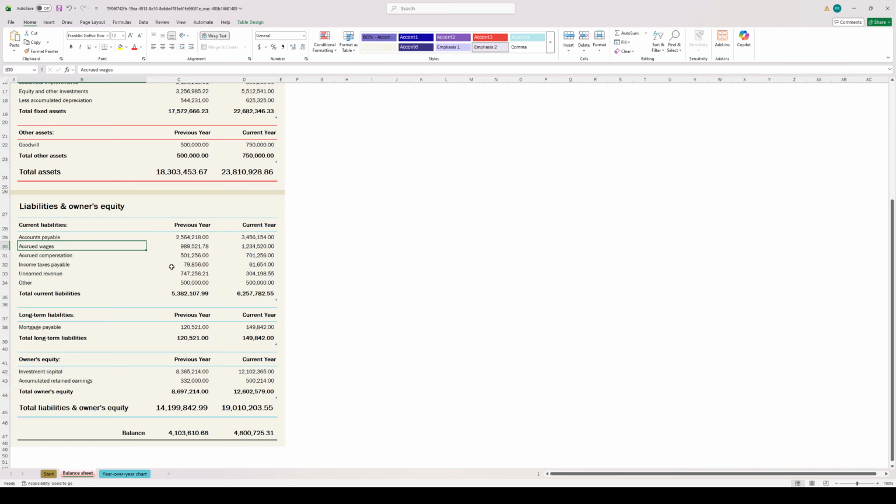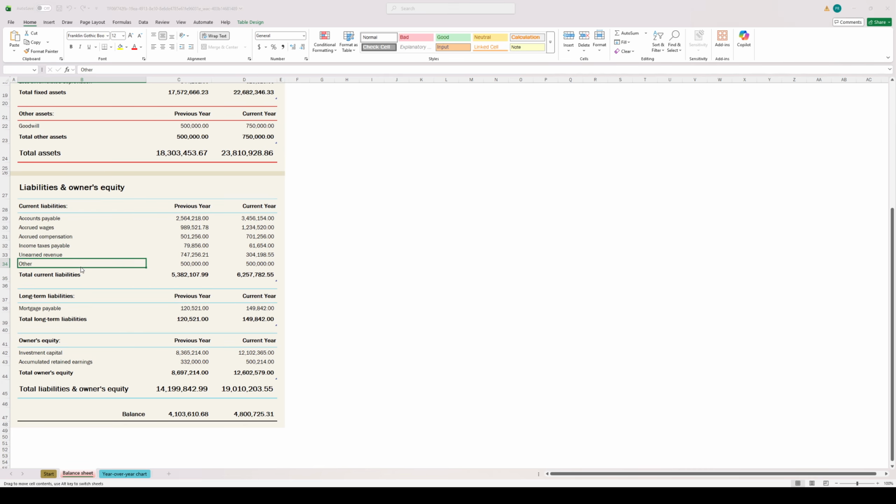And then we have the accrued wages, and then the income tax payable, like the taxes you will be paying and everything. And then the unearned revenue and all types of other stuff right here. Let's go back. And then total liabilities. So these are how many liabilities we have, something that we owe.